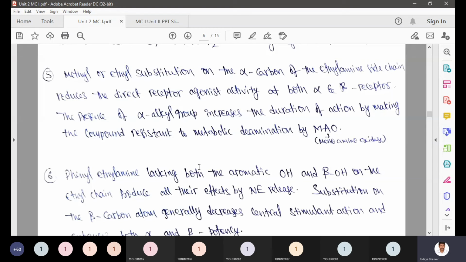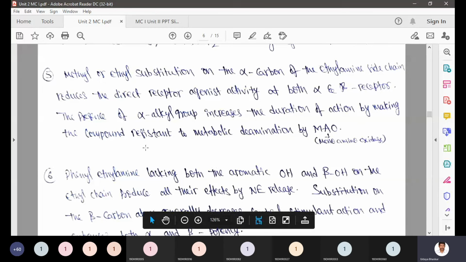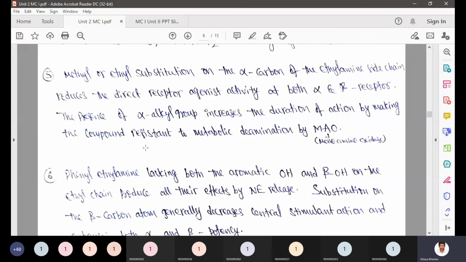So we saw most of the times beta carbon getting substituted but not the alpha one. So it is better to not substitute alpha carbon. So the presence of alpha alkyl group increases the duration of action by making the compound resistant to metabolic deamination by monoamine oxidase. So in order to increase the duration of action by inhibiting monoamine oxidase, we can add alkyl group to the alpha carbon. Alpha alkyl group means alkyl group attached to the alpha carbon. So if we add some alkyl group to the alpha carbon which we don't want to substitute, that will prevent its metabolism through MAO, monoamine oxidase.